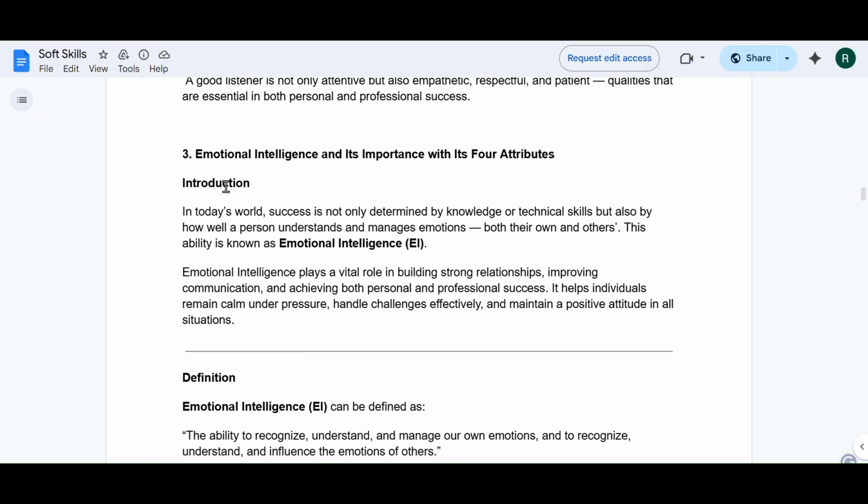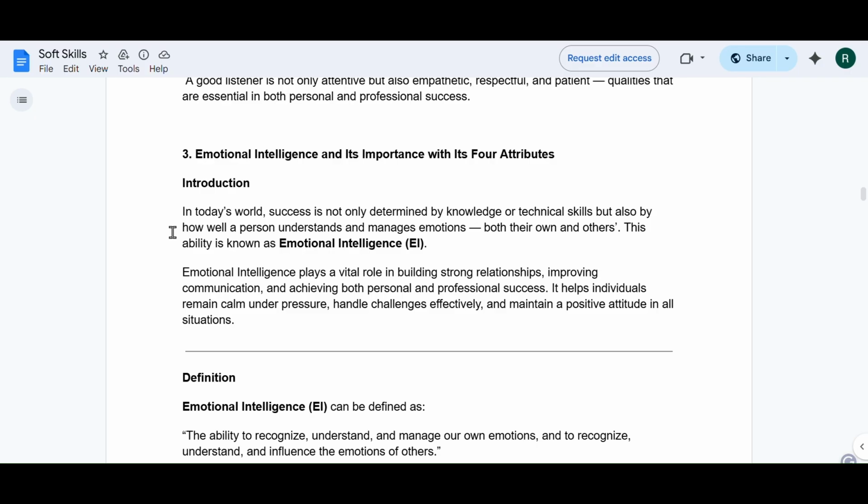So, next question: emotional intelligence and its importance, with four attributes. We need to know what emotional intelligence is, why it's so important, and its four attributes. First, let us know what emotional intelligence is. In today's world, knowledge is not the only criterion. Success is determined not only by knowledge or technical skills, but also by how a person understands and manages emotions.